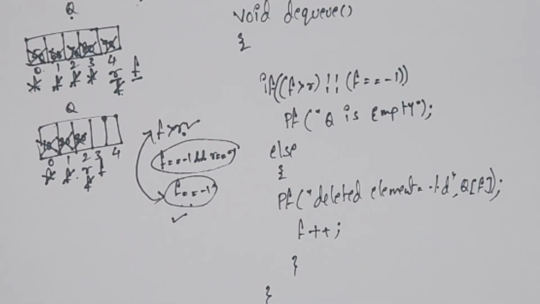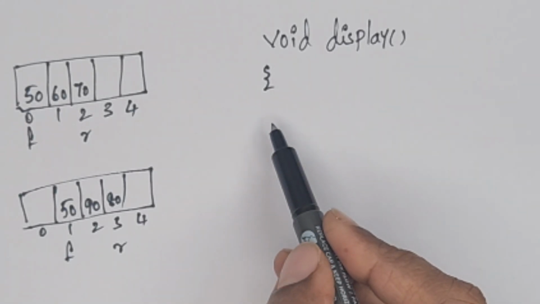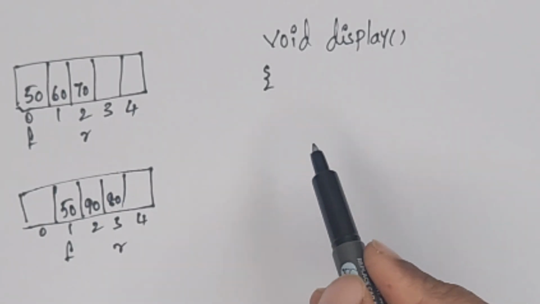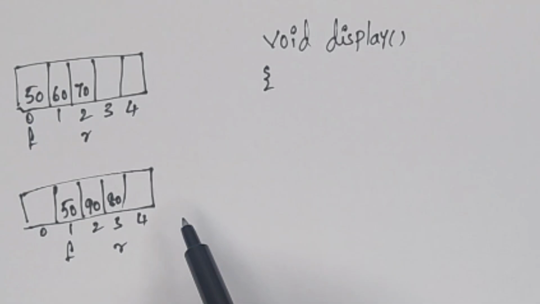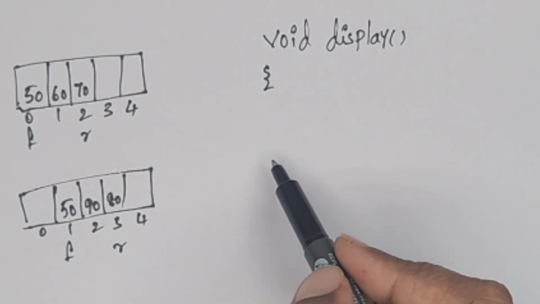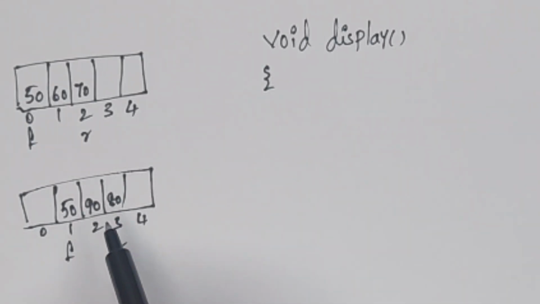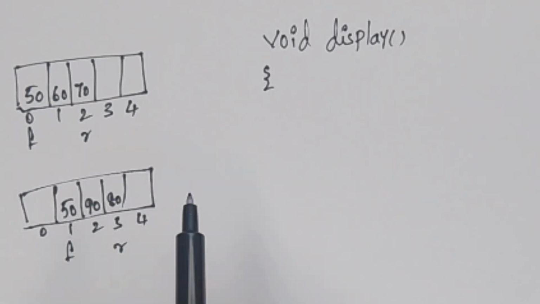So this is the DQ function. The next function is display. In display also, if the Q is empty, we cannot display the elements. Otherwise, we can display the elements. That empty condition, you can write it here. Otherwise, if it is not empty, we can display the elements.